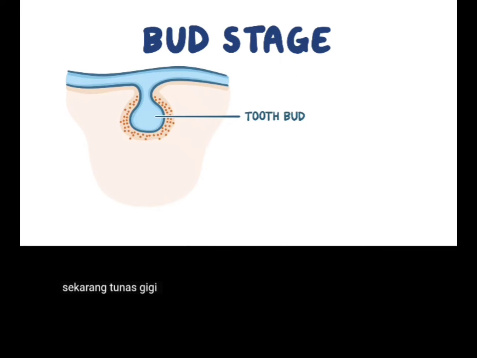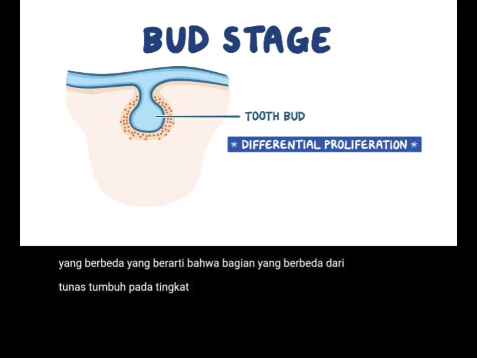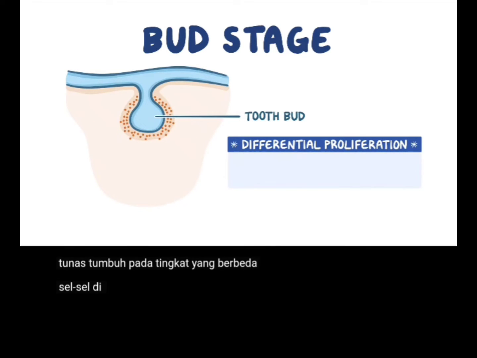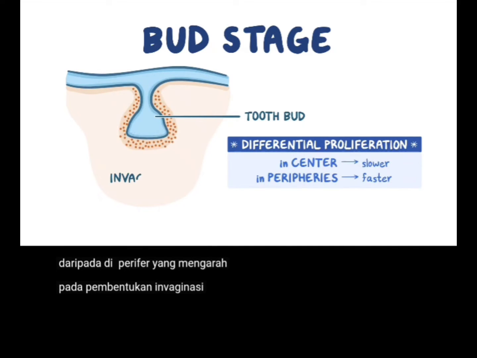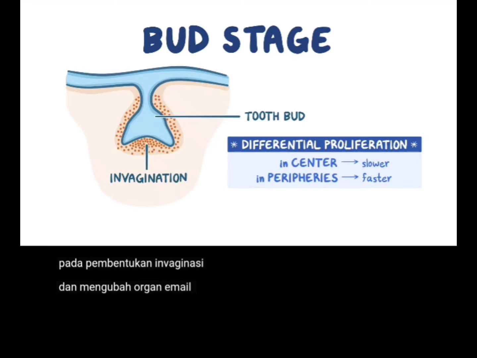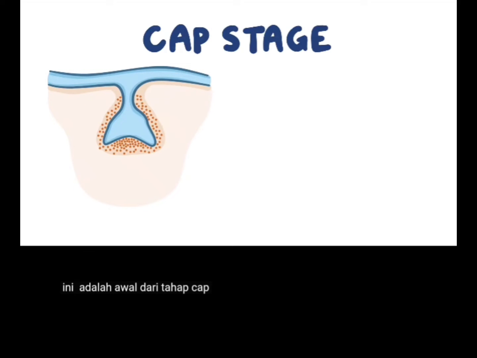Now, the tooth bud is unique in that it has a differential proliferation of cells, which means that different parts of the bud grow at different rates. The cells at the center of the bud proliferate slower than those in the peripheries, leading to the formation of an invagination and turning the bud-shaped enamel organ into a cap shape. This is the start of the cap stage.